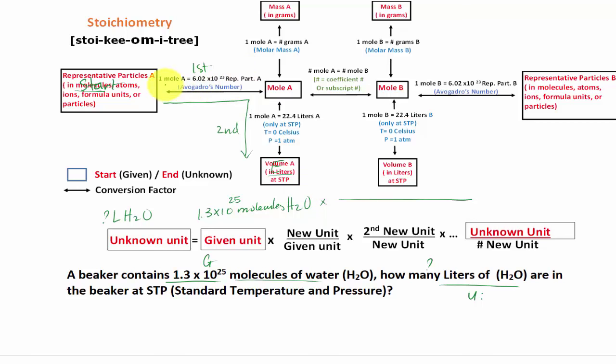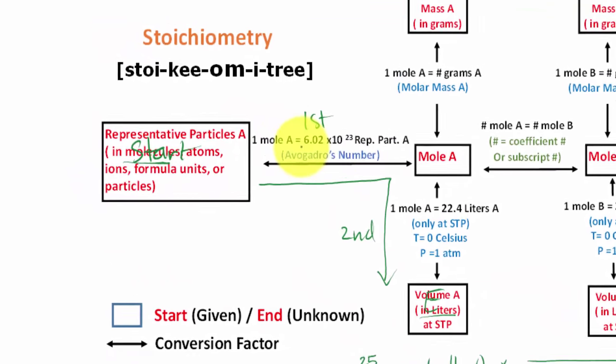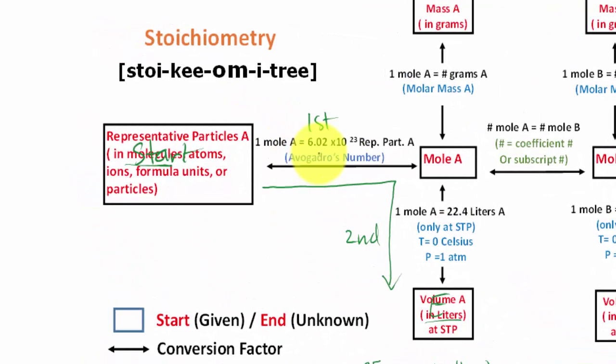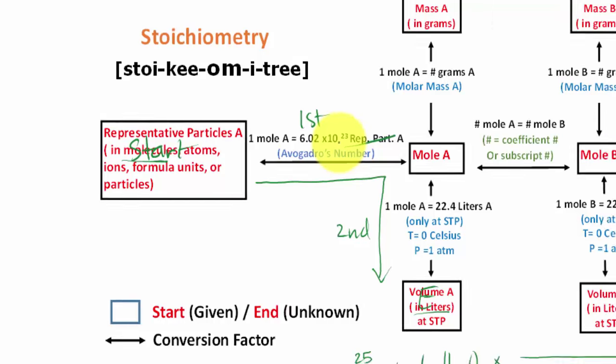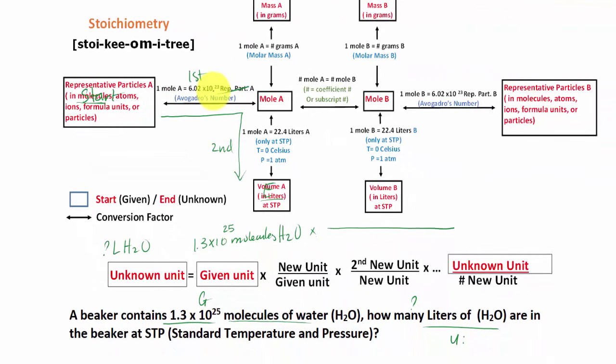So let's look at this conversion factor. We have 1 mole of A equal to 6.02 times 10 to the 23rd represented particle. Notice we don't use the term represented particle, but we're going to use the term molecule, because molecule is a specific type of represented particle that we use in this problem. So therefore, what we have here is what? If this is molecules of water, therefore this part has to be on the bottom. So we have 6.02 times 10 to the 23rd going to be on the bottom.